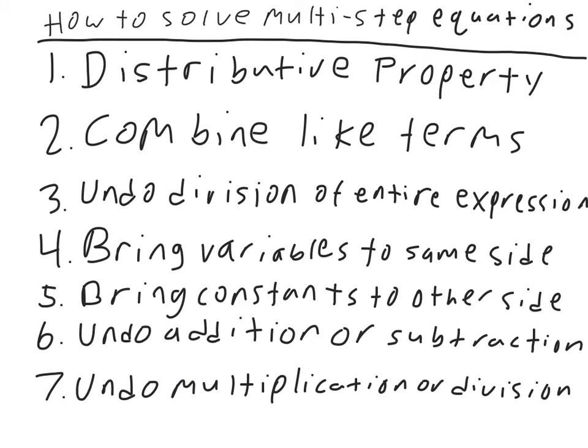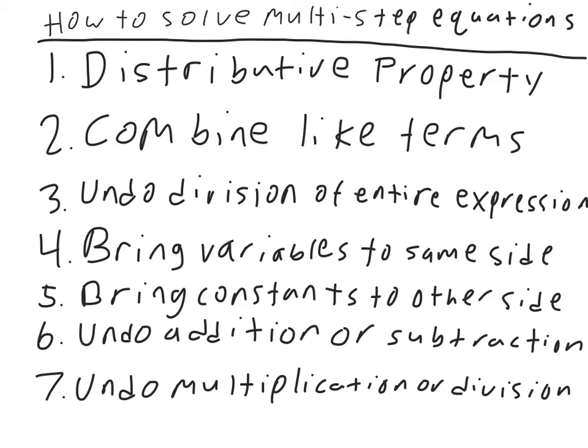And then the final step is to undo the multiplication or division that's happening. So if you had 2x, that's 2 times x, you divide both sides by 2. Or if you had x over 3, that's x divided by 3. So you do the opposite and multiply both sides by 3.